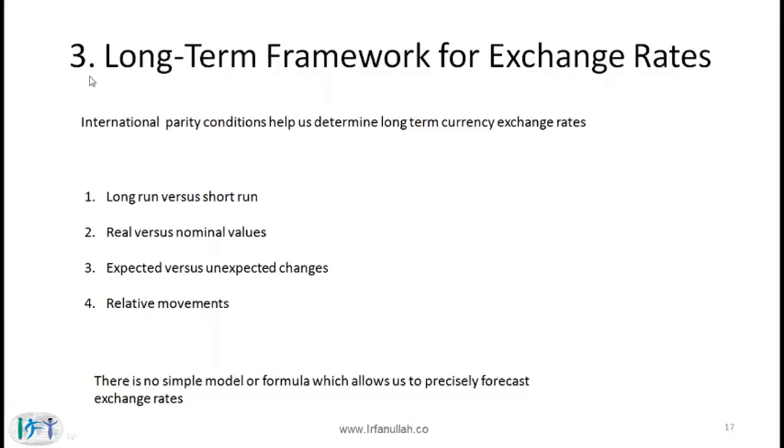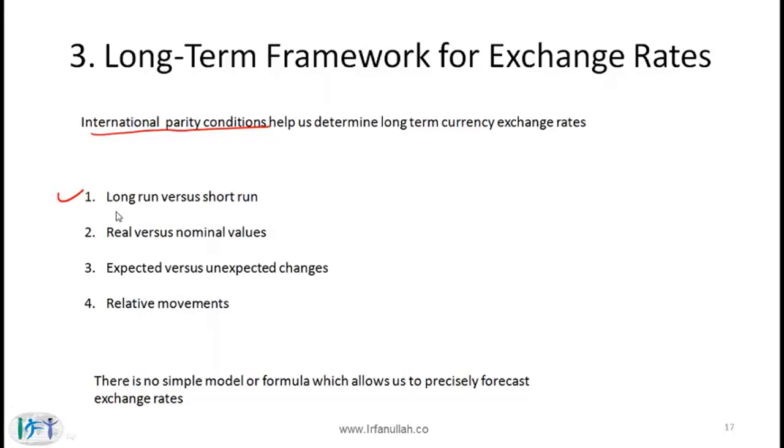We'll now talk about Section 3, Long-Term Framework for Exchange Rates. Essentially in this section we focus on international parity relations, or international parity conditions, which help us determine long-term currency rates. Before we get into the specific parity conditions, let's cover a few basic concepts.